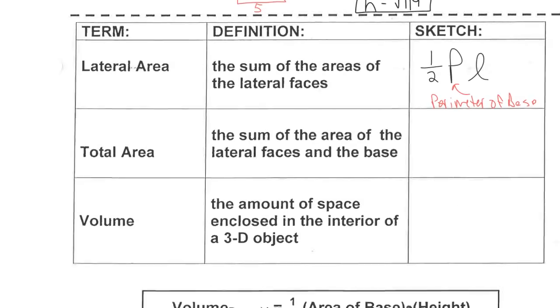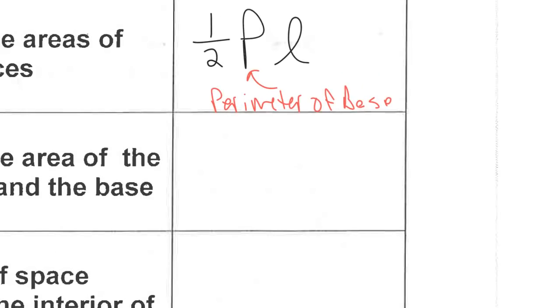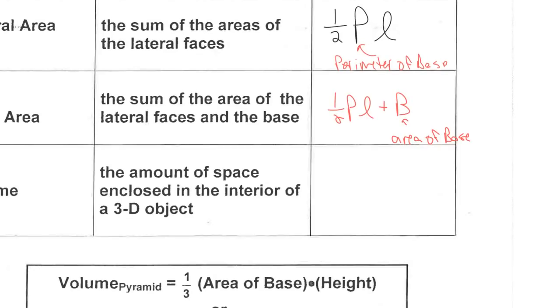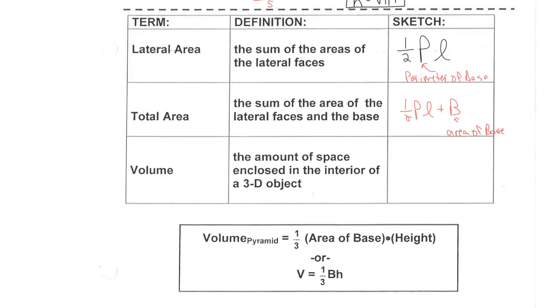If we're going to find the total area, so this is all the walls plus the floor, it's still 1/2 big P times L, but now we're going to add in the area of the base, okay? And I think y'all remember that, big B, area of the base. And then we have our last one, the volume. We already know it encloses in a 3D object. It's actually right here, okay? So volume is 1/3 big B times H. Now remember that H is the height of the pyramid, okay?